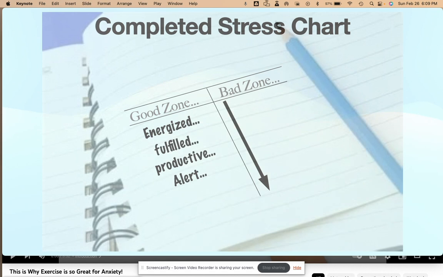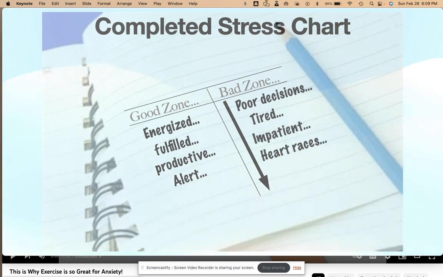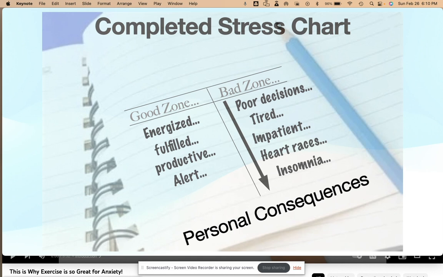So next, quickly reorder the right side, or your bad zone reactions, so that they're in time order, or chronological order. For me, I first start to make poor decisions. I start to feel fatigued. This is followed by impatience. My heart sometimes starts to race, and then I find it difficult to sleep at night. So there's the chronological order of the bad zone for my personal experience. Now, it doesn't have to be chronological. Another way to order the bad zone reactions is by frequency, or by severity. In any case, by writing these things down, you're reminded of the personal consequences of being in the bad stress zone.